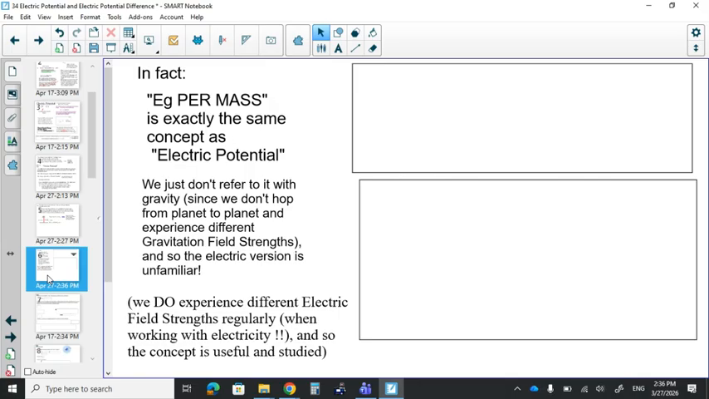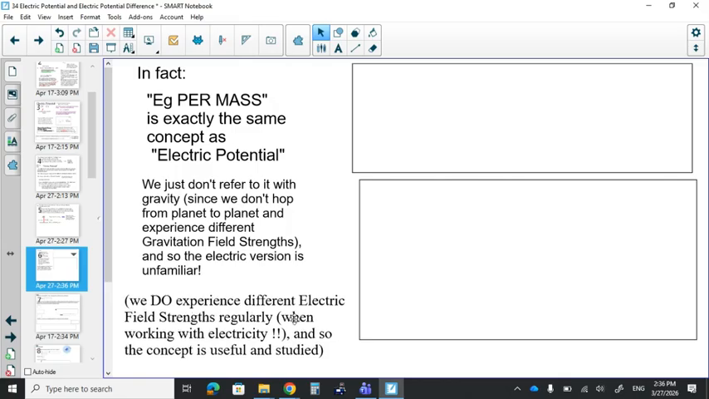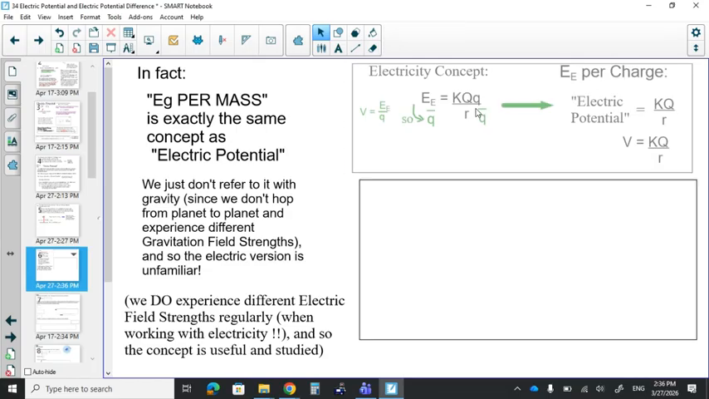Your gravitational potential energy per mass is, of course, that same concept as electric potential. We just don't refer to gravity as much, because we don't hop from planet to planet, so we don't need to know the gravitational potential as much. It's not as necessary. We do, though, experience different electric field strengths regularly, whenever we're working with electricity and charges. You have 2 charges near each other: what's the electric potential energy, what's the electric potential, what are their forces, all that stuff. So this concept is useful and studied and talked about.